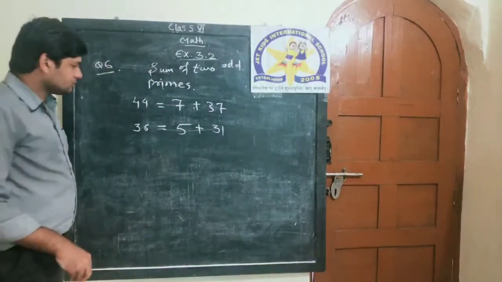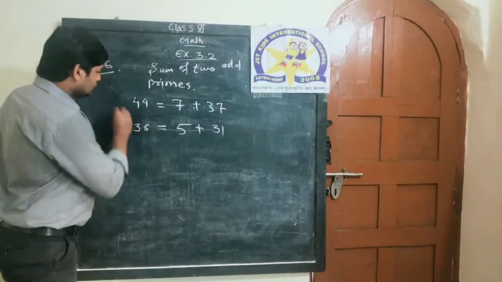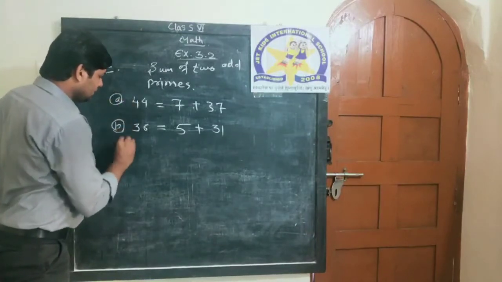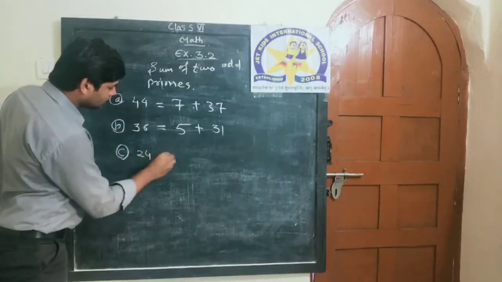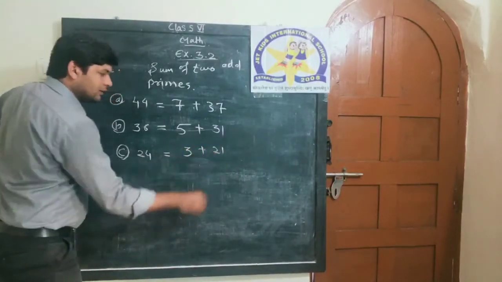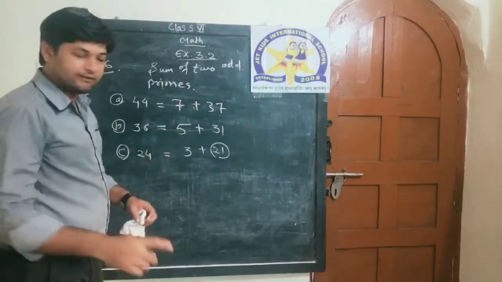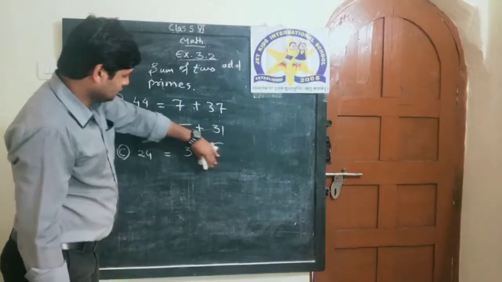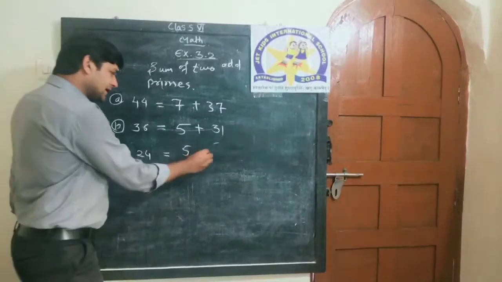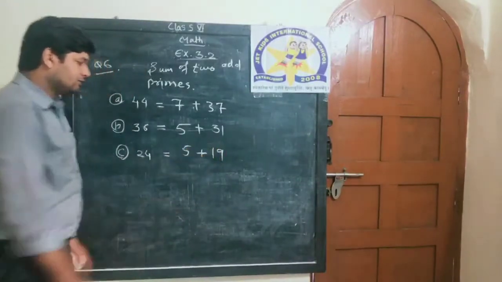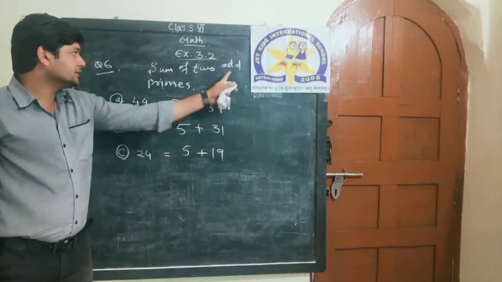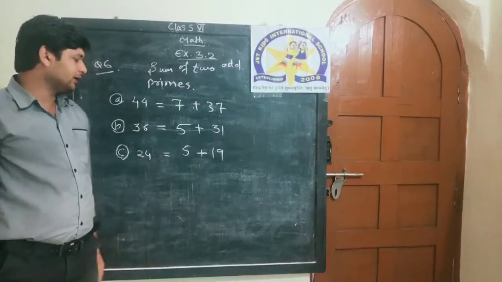Clear? Next thing. I think this one is A, B, and C is 24. Now, if I am writing 3, we need to add 21. But 21 is odd but not prime, because 7 threes are 21. We cannot take this. Now 5. 5 plus how much? 5 plus 19, 24. Yes. 5 is odd and prime. 19 is odd as well as prime. So we can take this pair.